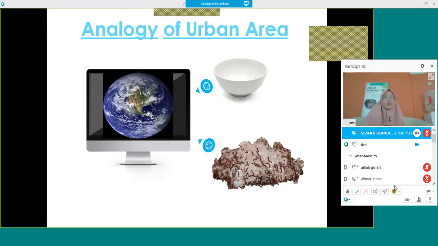This is the analogy of the urban area. Imagine that our earth is like a bowl with sugar as the natural resources, and in the increasing of the ant population, okay, I will repeat again.